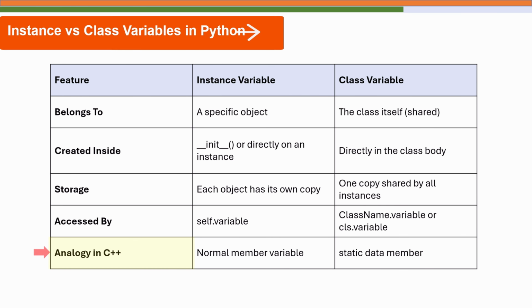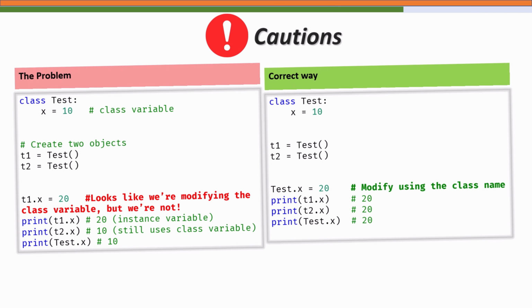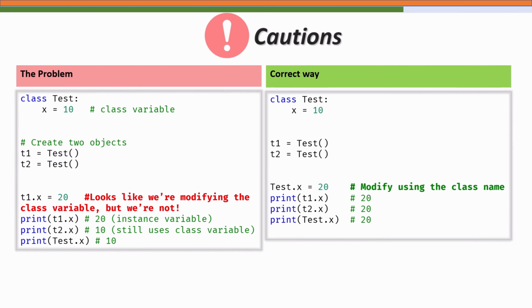So if you try to map this to the knowledge that you gained in C++, you can say that instance variables relate to the normal member variable, and a class variable is like a static data member, that concept that we covered in C++. Now here's something many beginners get wrong. If we try to change a class variable through an object, here's an example class named Test, and it has one attribute named x with value 10. So this is a class variable.